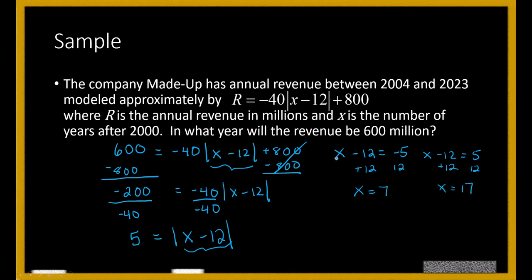Now it said in what year will it be 600 million, and it's after the year 2000 as our base. So we say, okay, well, at 7 years later, 2007, it'll be 600 million. And it will also be, in 2017, 600 million.